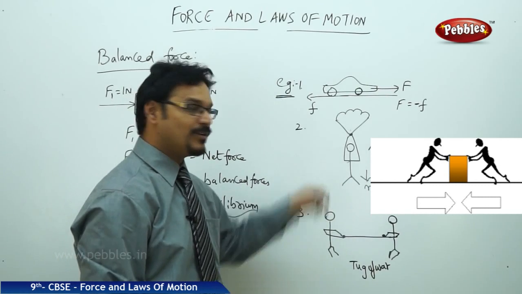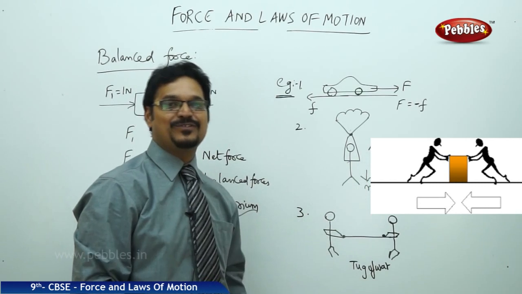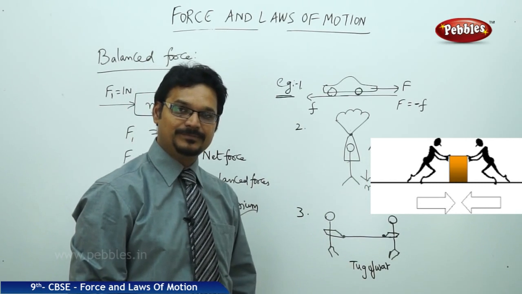The net force acting on the body is 0. And this f and mg are called balanced forces, and the situation is translational equilibrium.